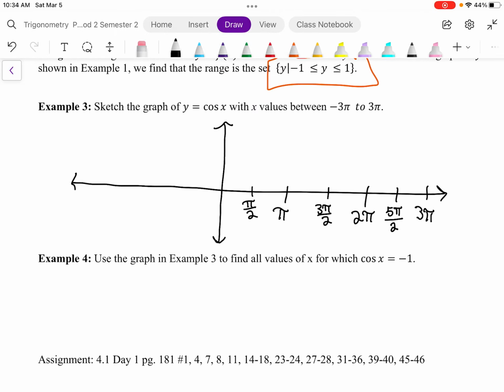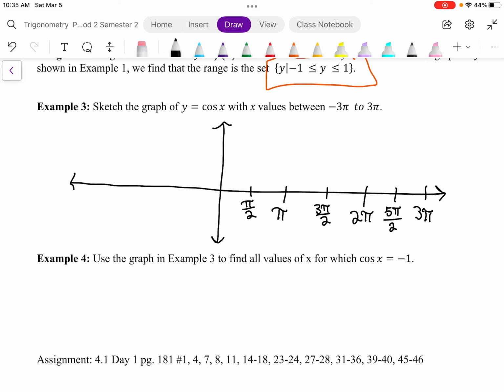Perfect. And we need to do the same thing on the other side because we need to go to negative 3 pi. So if we cut that in thirds, we would have negative pi, negative 2 pi, cut those in half, negative pi over 2, negative 3 pi over 2, and negative 5 pi over 2.